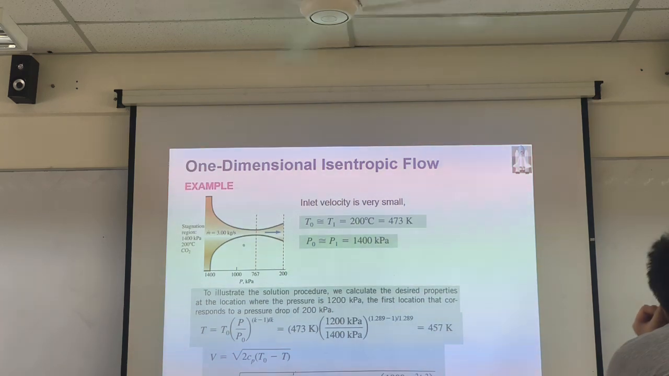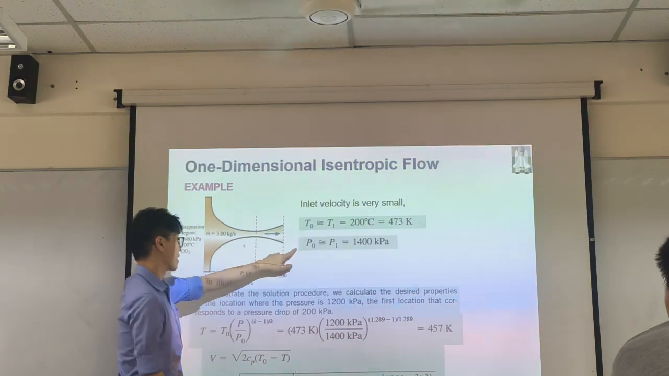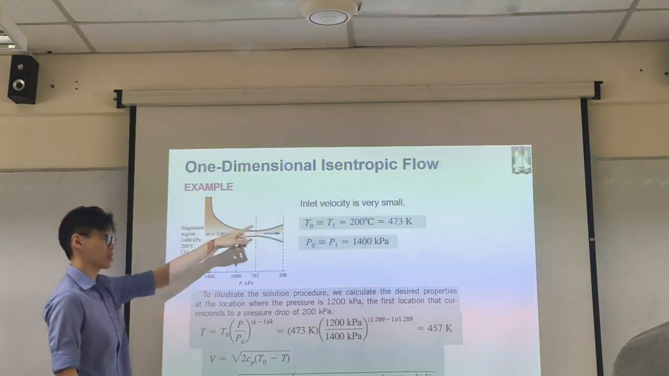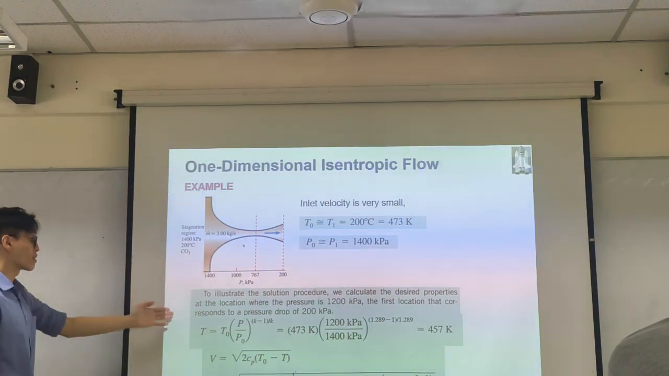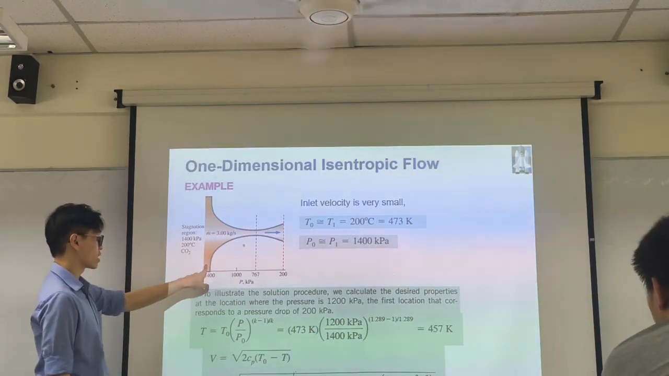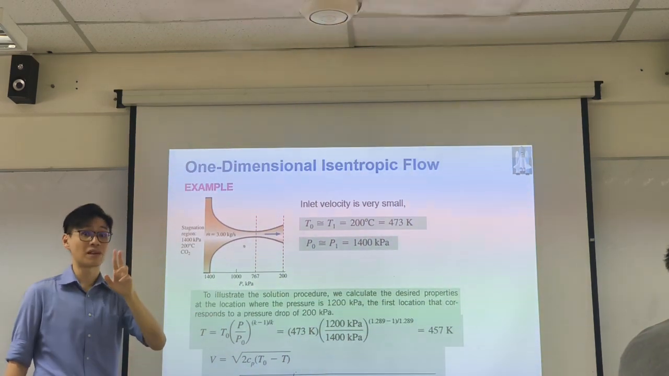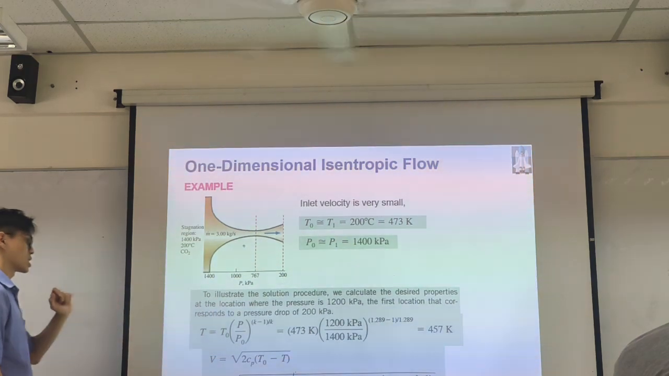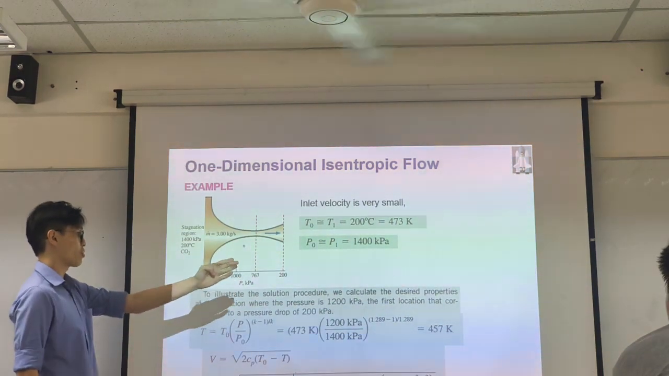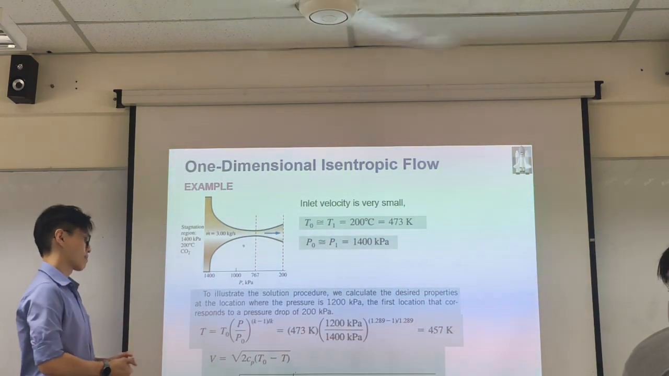First thing, we usually find the temperature, so we establish this first. We know that T naught is 200 degrees Celsius, so 473 K. P naught is 1400 kilopascal. We look at the first location, which is at 1200 because we want a step size of 200. So to illustrate the solution procedure, we calculate the properties at 1200 kilopascal.